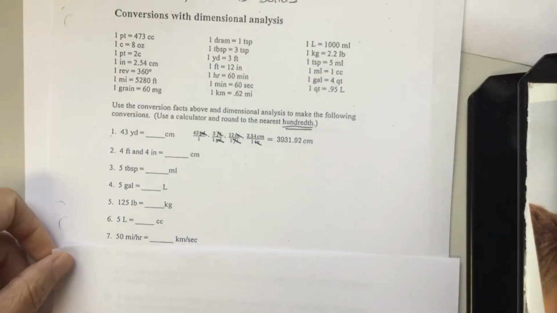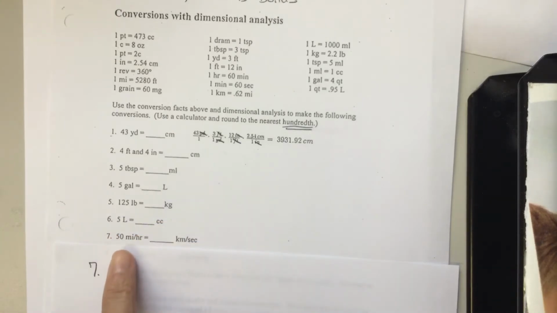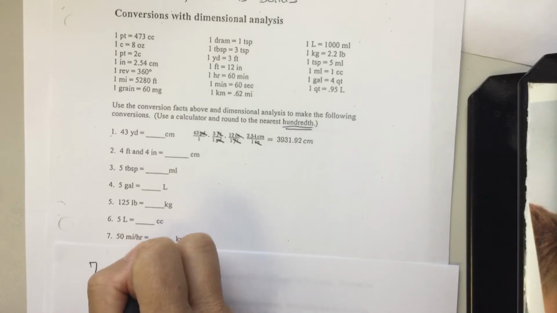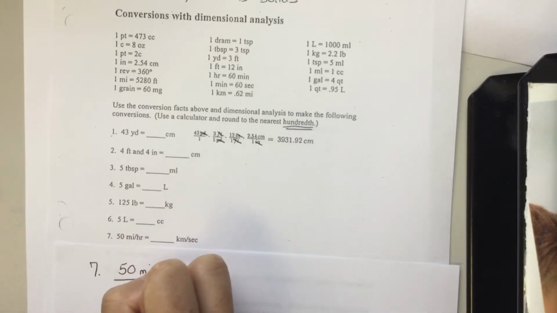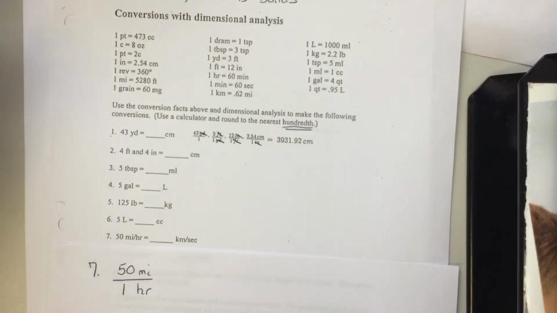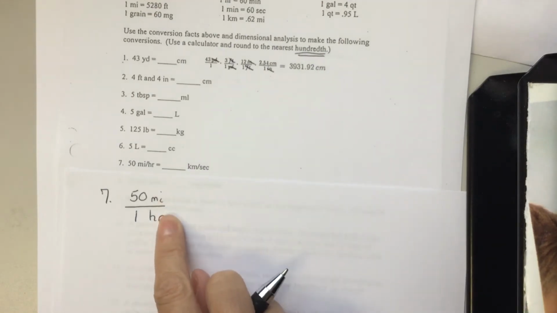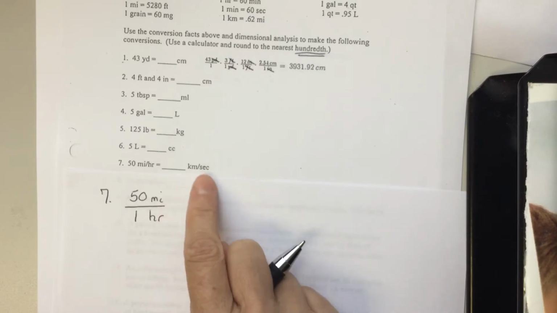Number 7 is a little tricky because I'm starting with a rate. I'm starting with 50 miles per hour. So when I set up my given, I have 50 miles in the numerator, but I have 1 hour in the denominator. It's really important that you get that hour in the denominator. I need to convert to kilometers per second. So I've really got 2 conversions going on here. I need to go miles to kilometers, and I need to go hours to seconds.